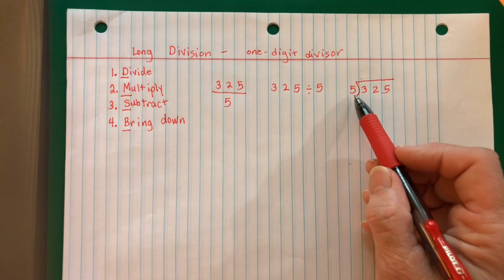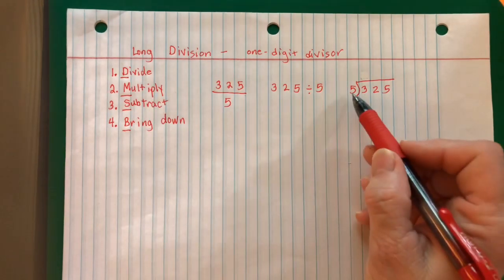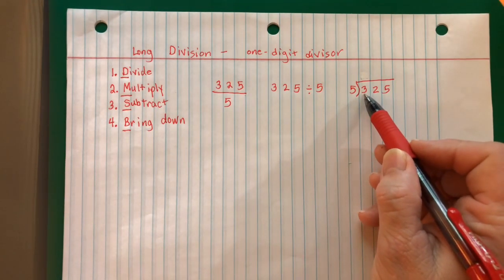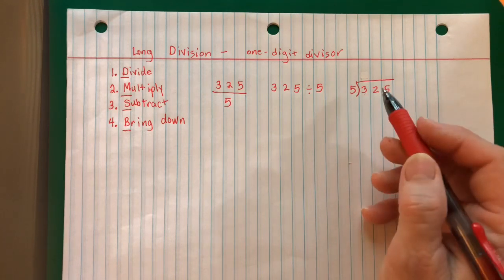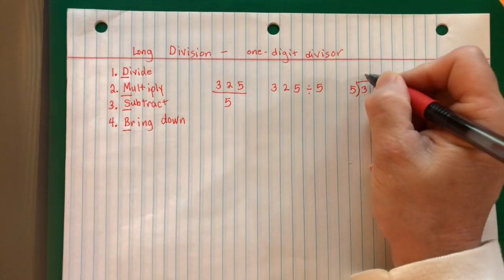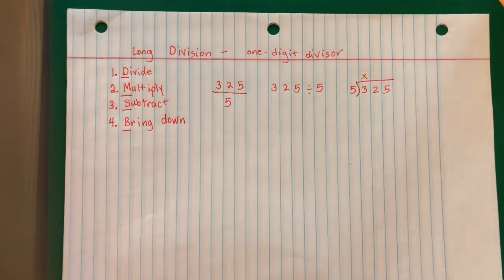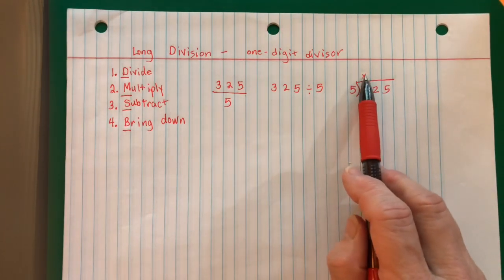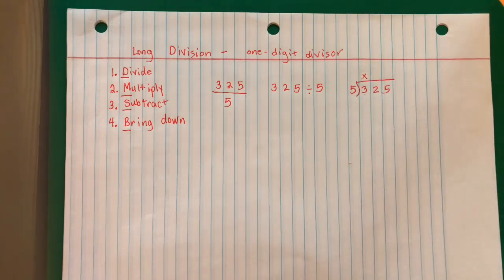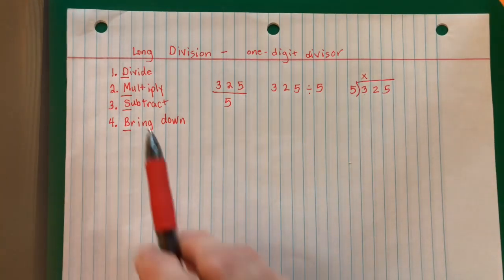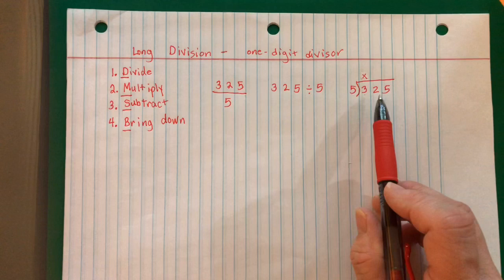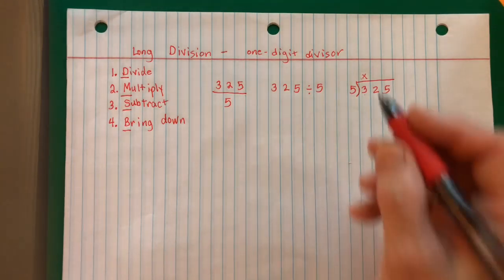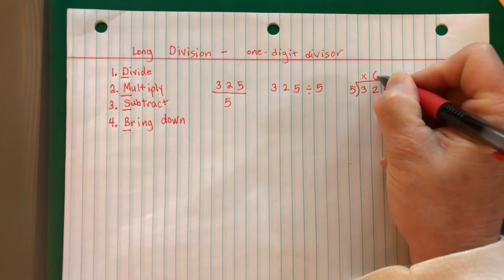Now the first thing I'm going to do is divide. So I'm going to see, does 5 go into 3? No, it doesn't go in there at all. So I'm going to put an X above this just to hold my place value, because if I put my first number over the 3, I'm going to mess up by the time I get to the end. Now I'm going to see, does 5 go into 32? It does. It goes in there 6 times. So I put my 6 up here.